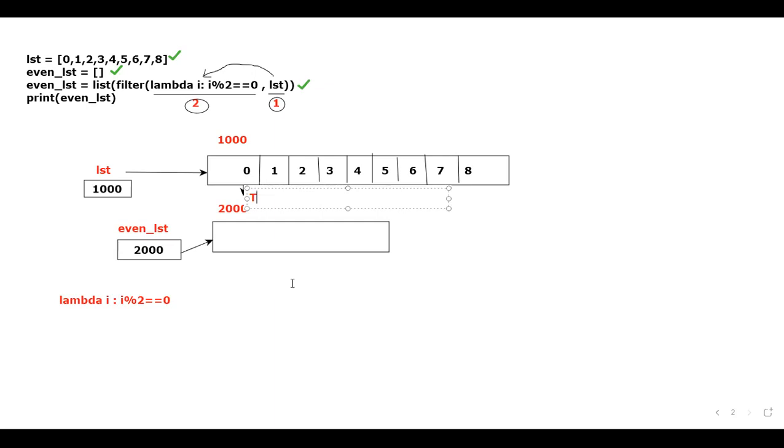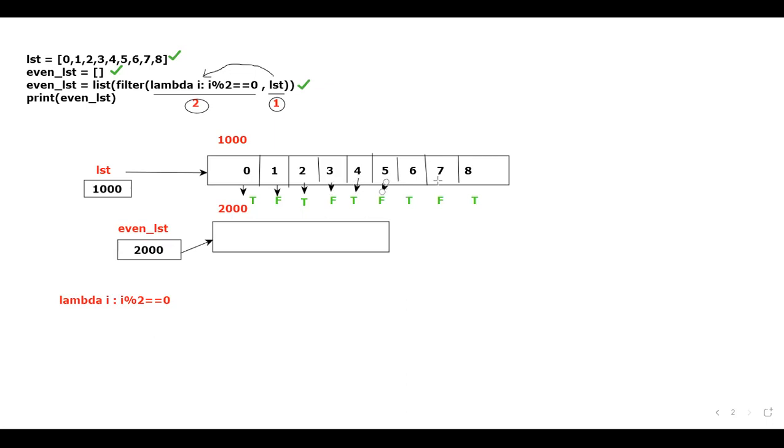Similarly, please tell me, 1 modulo 2, is that true or false? False. Similarly, 2 modulo 2 is 0. Is that true or false? True. Like this, don't you think it will evaluate true, false, true, false, true, false, true? Is that clear for everyone? The lambda function will evaluate each and every data like this.